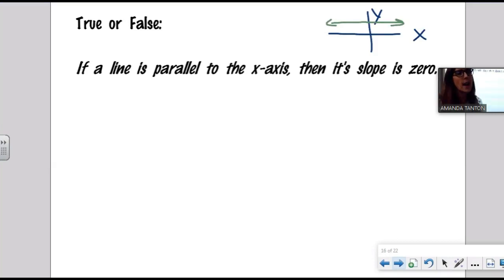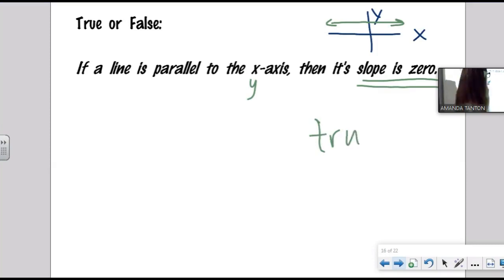So the green line is the line in question. The green line has a slope of 0, true or false. And in this case, it's true. If this had said the y-axis, it would obviously be false. But the problem as presented was true. When you get confused between 0 and undefined, just sketch a picture.